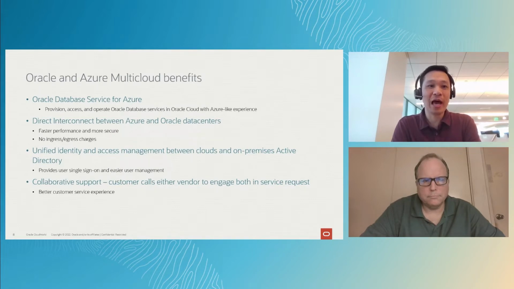Other benefits that we have in the Oracle Azure relationship that a lot of our mutual customers are seeing are that we offer a direct interconnect between our two clouds. And what a direct interconnect is, is just a direct pipe between the Oracle data center in the Oracle Cloud and the Microsoft Azure data center in their cloud.